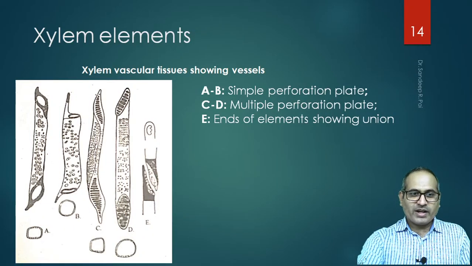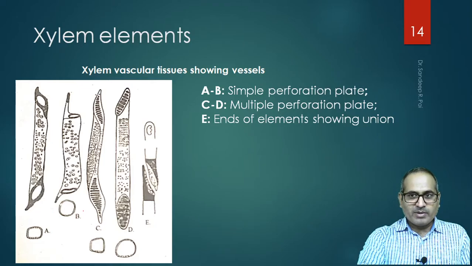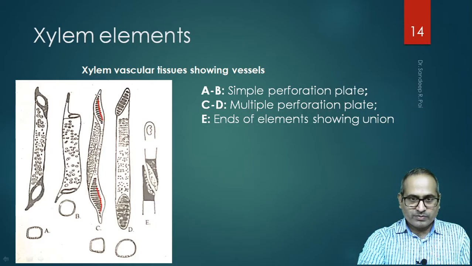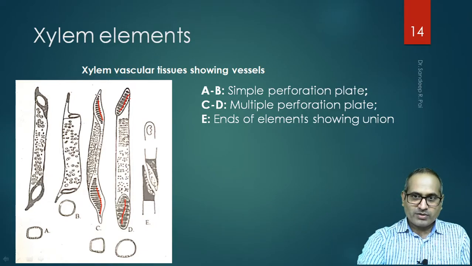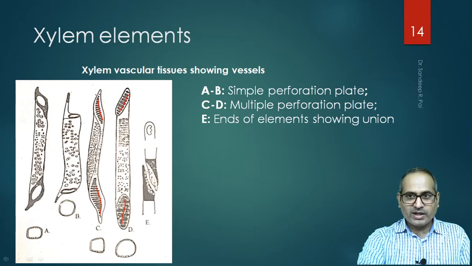So if you see the figure of xylem vessels, you will see here that A and B part are simple perforation plates. So you will see these plates, these are sections taken from the xylem vessels. You will see that into TS it's simple, okay, and C and D are multiple perforation plates. You can see here there are multiple perforations onto the section. So there are small perforations which are there, which connect one end of vessel to another end of vessel. And the last E figure shows the end of element showing union.